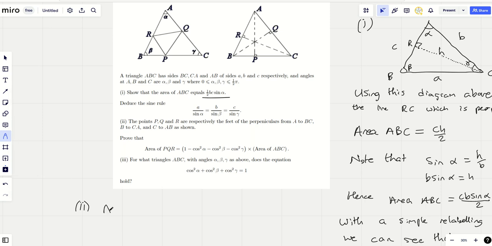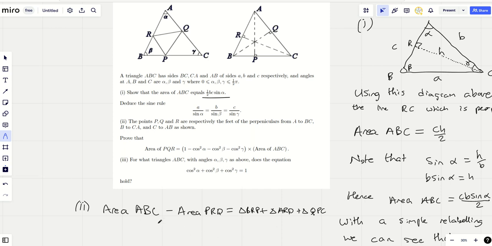well, area of ABC minus area of APQ. Why am I capitalising that? Area of PRQ, sorry. That's going to be equal to triangle BRP plus triangle ARQ plus triangle QPC. Yeah, that was my initial thought.